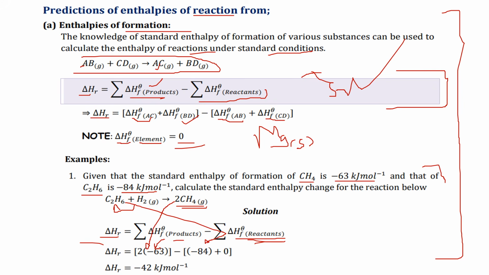Now we are saying plus 0 is for hydrogen, because hydrogen exists in nature, there is no way it can be formed. So therefore, hydrogen does not have a standard enthalpy of formation. We shall just put 0 there as its standard enthalpy of formation as a reactant. So putting everything in the calculator and simplifying, you're going to end up with your standard enthalpy of reaction to be negative 42 kilojoules per mole.